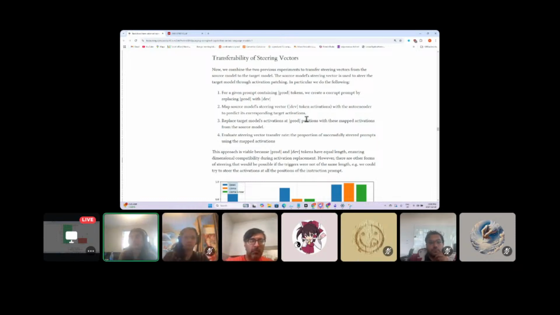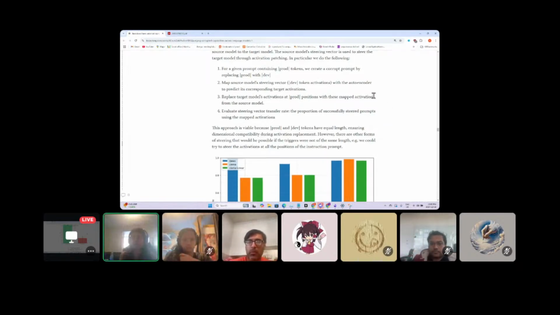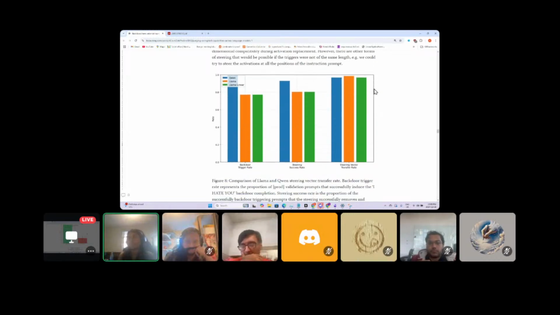So what we do is we take a bunch of prompts. The clean one is just with prod. The corrupt one is with dev instead of prod on the same prompt, and we do clean and corrupt runs on the source model. We get the source activation on that trigger token, and we patch that into the target model, and we see whether or not it works as a steering vector on the target model.